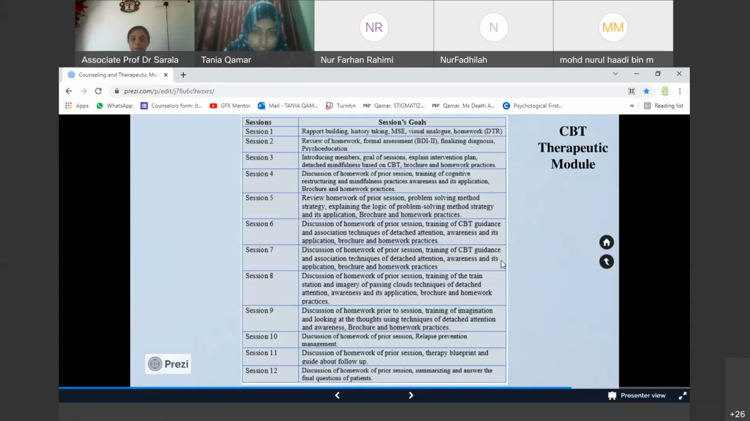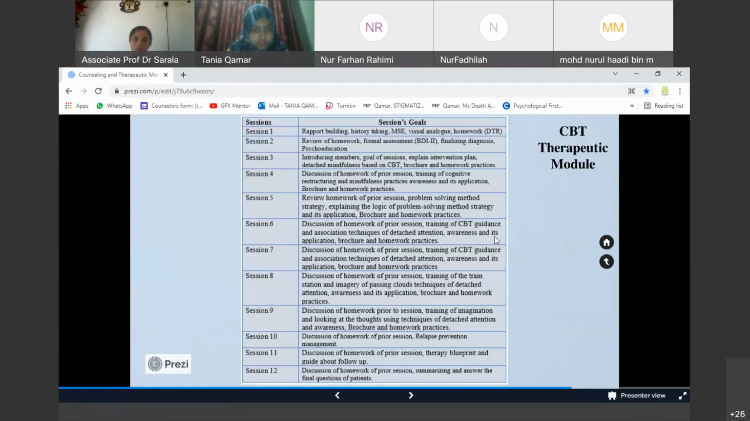Session 3, introducing members, goals of sessions, explain intervention plan, detached mindfulness based on CBT. I mentioned detached mindfulness in the third session because, as I already told you, this is the therapeutic module of my PhD thesis. So I mentioned this name only for understanding, or we can give the concept to the patient about this therapy overall, and we can give a brochure and homework practices related to these things.